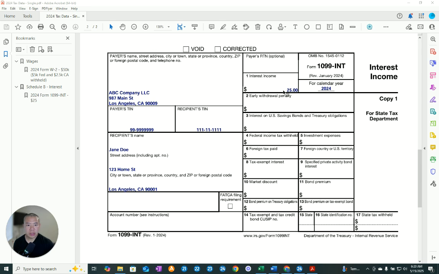1099 interest. Here's the interest income of $25, same person. Okay, so this is what they have for the tax documents. So just two pieces of government tax forms that the IRS should have.